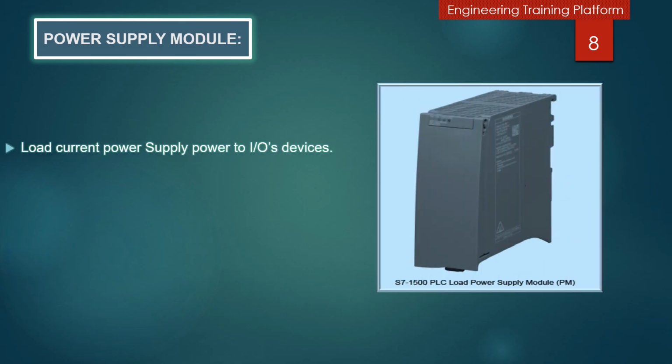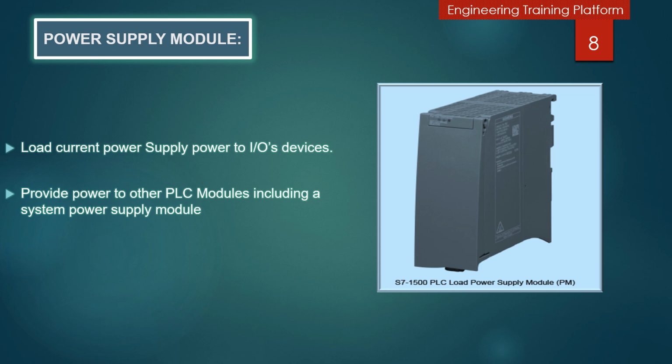Here I have shown in the picture the load power supply modules for the S7-1500. A load power supply, also known as a load current power supply, provides power to input and output devices as well as the related input and output circuits. In some cases, the load power supply also provides power to other PLC modules, including a system power supply module. The load power supply modules for a Simatic S7-1500 PLC mount on the same mounting rail as other S7-1500 modules.